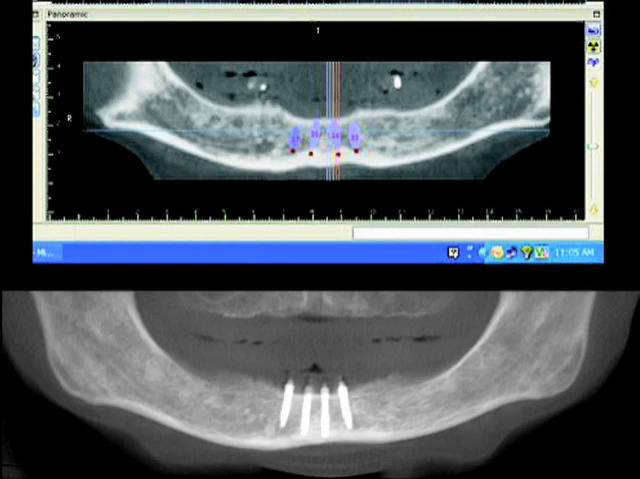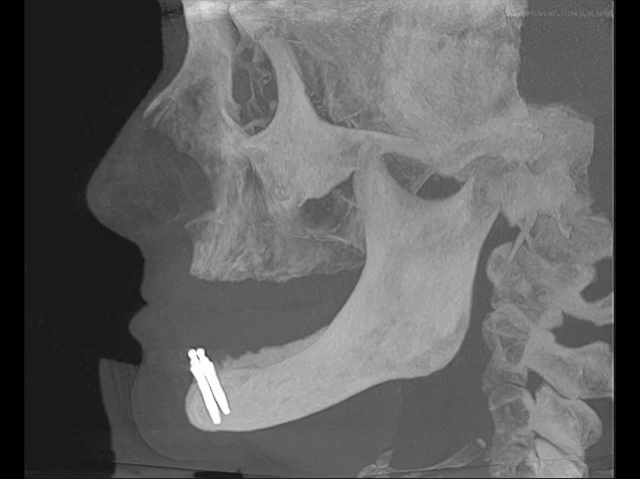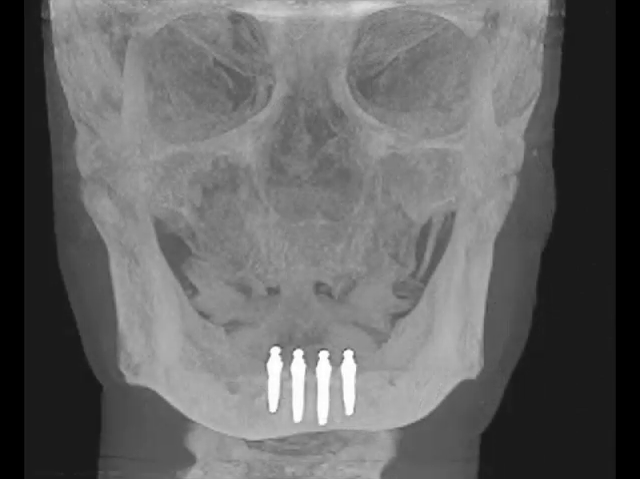We were actually able to virtually place the implants, giving us proper direction. Once we're completed with this case, with the new O-ring connected mandibular denture, this patient is really going to have a dramatic improvement in her function.